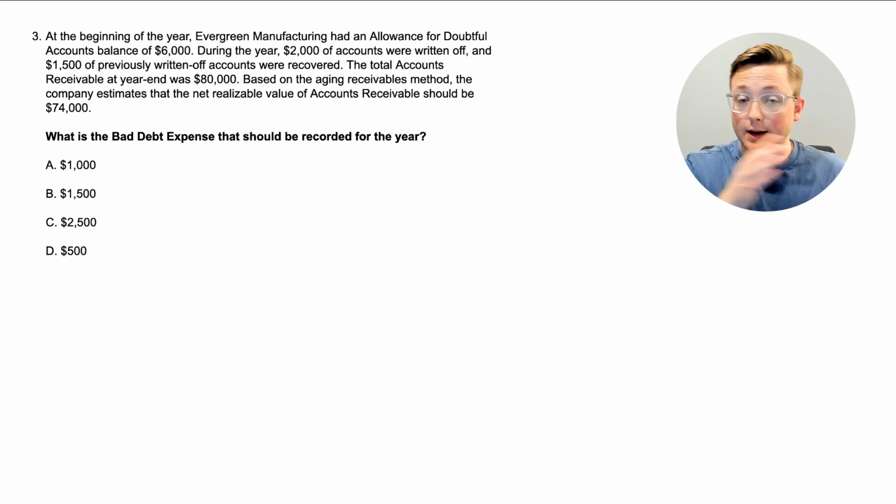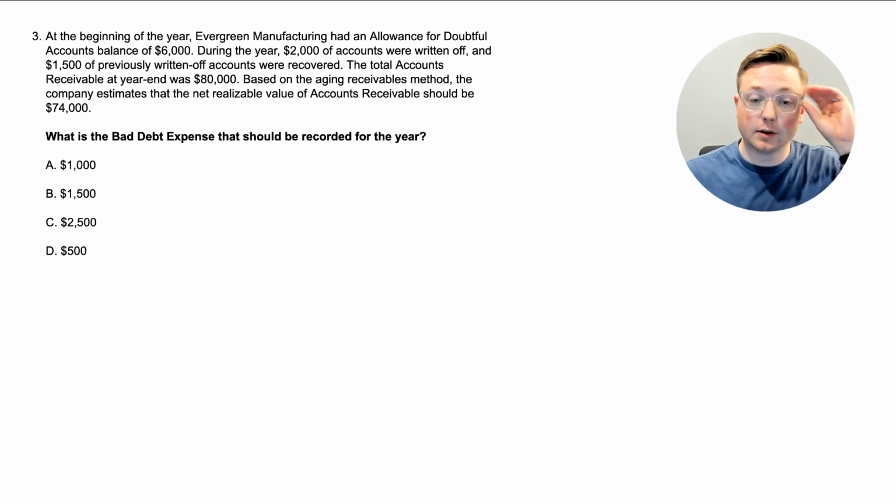So they had written off these accounts where they're like, we're never going to receive that money, but turns out they did actually receive the money. So that's why it's called a recovered account. The total accounts receivable at year end was $80,000. Based on the aging receivables method, the company estimates that the net receivable or net realizable value of accounts receivable should be $74,000. Okay, so we're seeing kind of a mixture of some things that we've talked about so far.